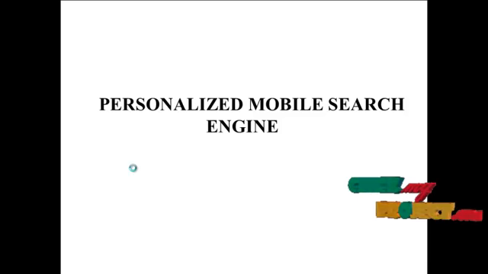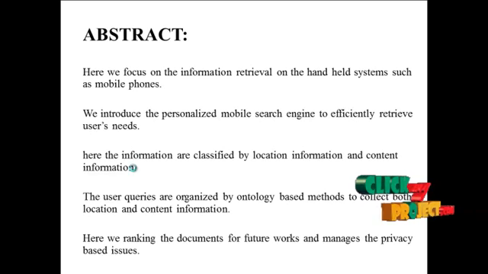Now we are going to see the abstract of this project. The abstract is used to explain the overall work of the process. Here we focus on information retrieval on handheld systems such as mobile phones. We introduce the personalized mobile search engine to efficiently retrieve user needs. Here the information is classified by location information and content information. The user queries are organized by ontology based methods to collect both location and content information. Here we rank the documents for future work and manage privacy based issues.